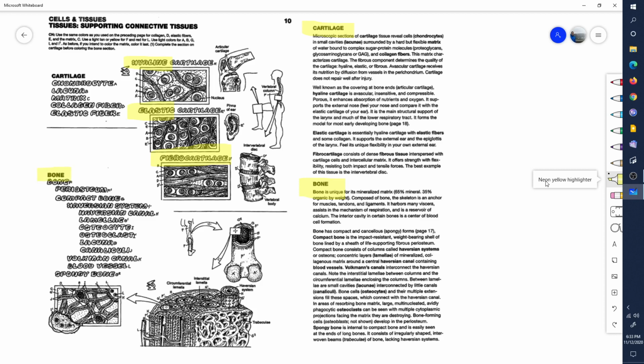And there's two types of bone: compact bone here, and spongy bone. They're both within the bone itself. They're not different types like hyaline would be found in different places than elastic and fibrocartilage. Within bone, there's compact and spongy bone, and we'll learn about that.